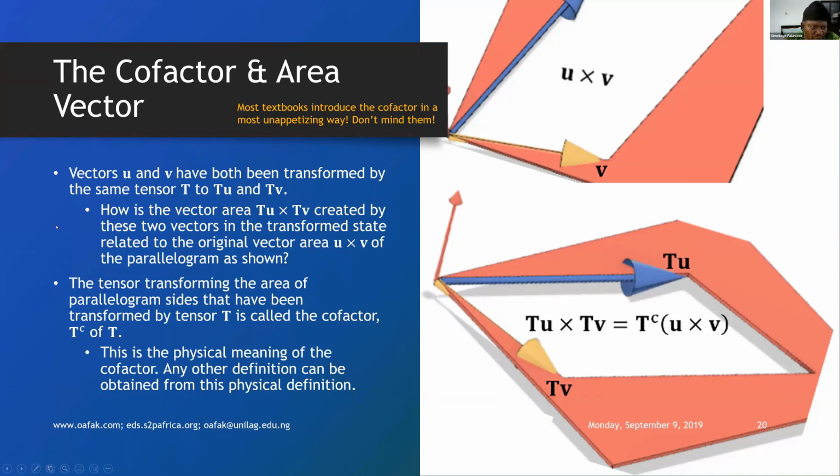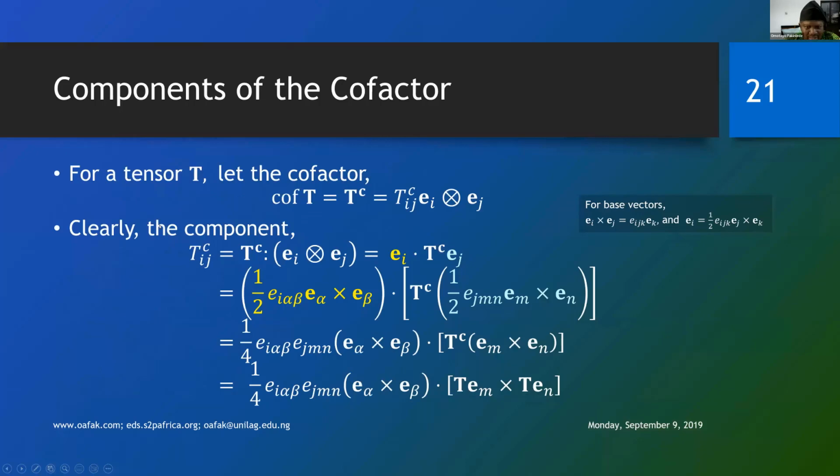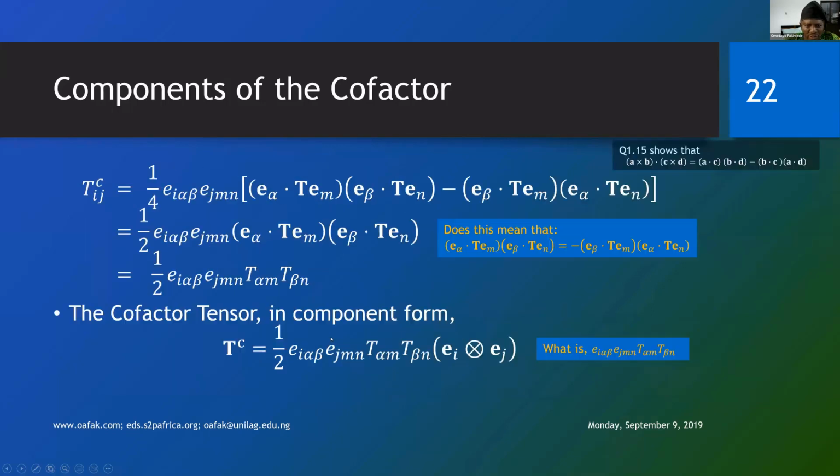Okay, so when vectors U and V are transformed by the tensor T to TU and TV, then the vector U cross V is transformed by the cofactor. Now, the next thing we did is to go and formulate the components of the cofactor. And we arrive at this equation here, which says that this complicated expression gives us a whole number of terms.